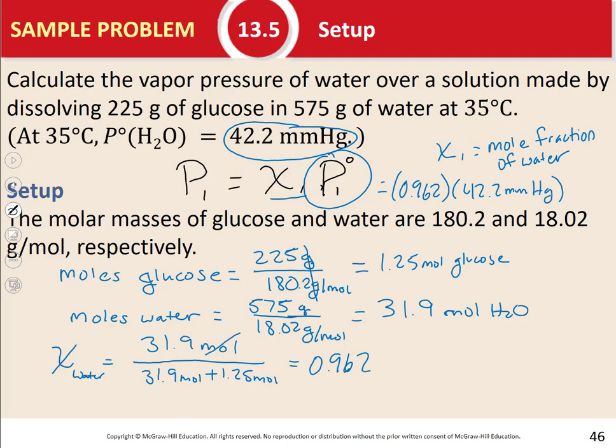Now, because moles and mole fraction cancels, there is technically no unit for mole fraction, so our only unit here is millimeters of mercury. So what is going to be our final millimeters of mercury here for our new pressure? Good. 40.6 millimeters of mercury, which is indeed lower than 42.2. So by adding sugar into the water, we lowered the vapor pressure.